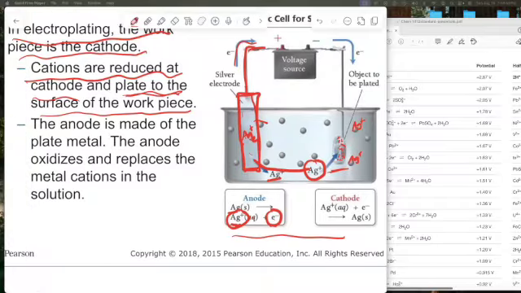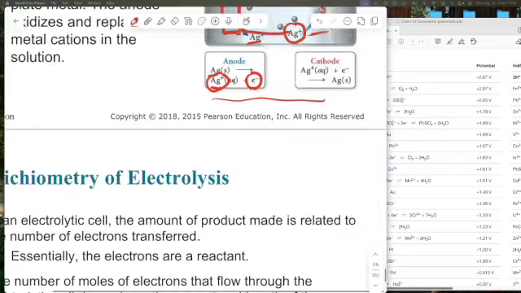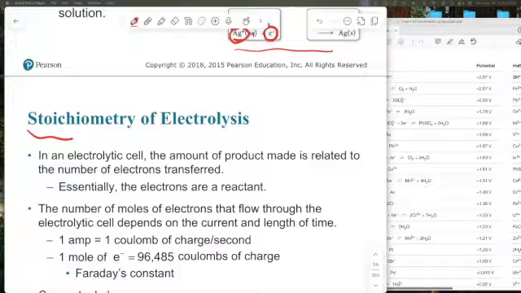And most of the time, a more attractive, more valuable metal is used to coat a less attractive but more durable one. Okay. Let's go ahead and look at what we're going to be looking at. So we're going to be looking at stoichiometry with electrolysis.